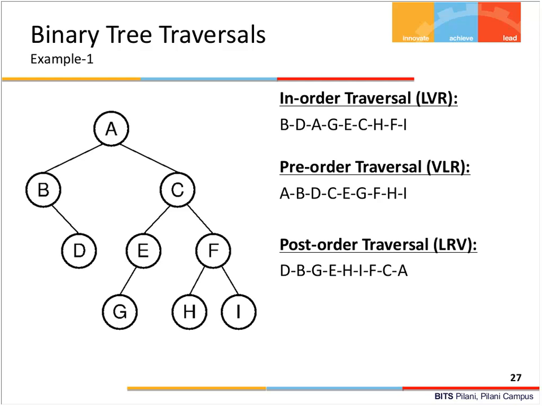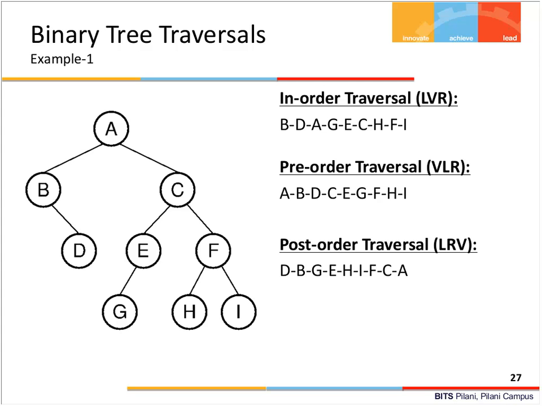If you see pre-order traversal, the root is the first one, right? Because the moment you hit a node, you need to process it. If you see post-order traversal, the root is coming in the end, right? Because it will be the last node which you are going to process. This is a very important property which is helpful to construct a unique tree. We'll discuss it in a few minutes.